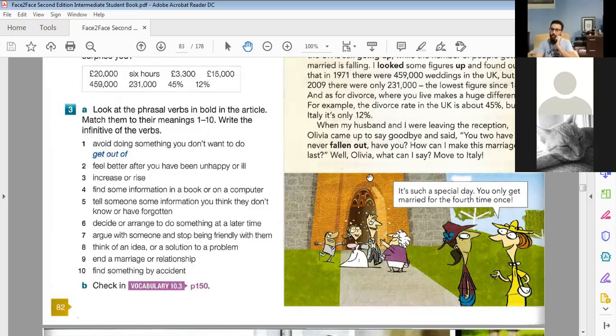If you see it on its own, if you just see the words put off without any words before it or after it, and this is, which one? Call off. Yes, the same thing, call off. I think it has to be in context, otherwise it's difficult to guess. All right, so now we want a phrasal verb which has the meaning of feel better after you have been unhappy or ill.